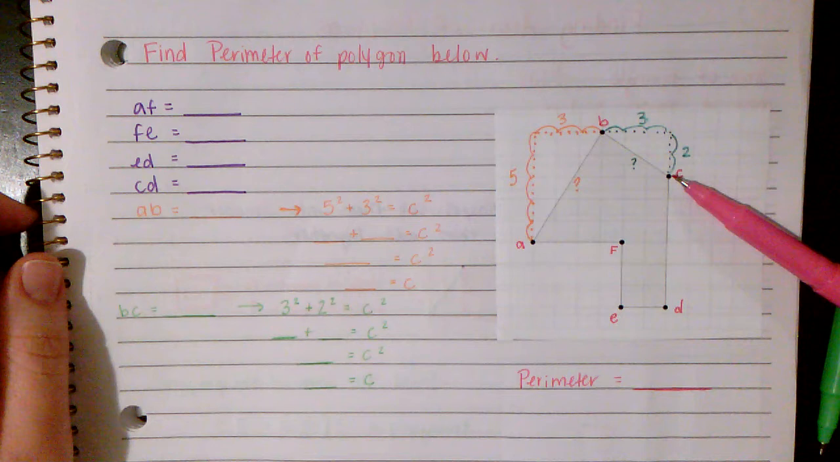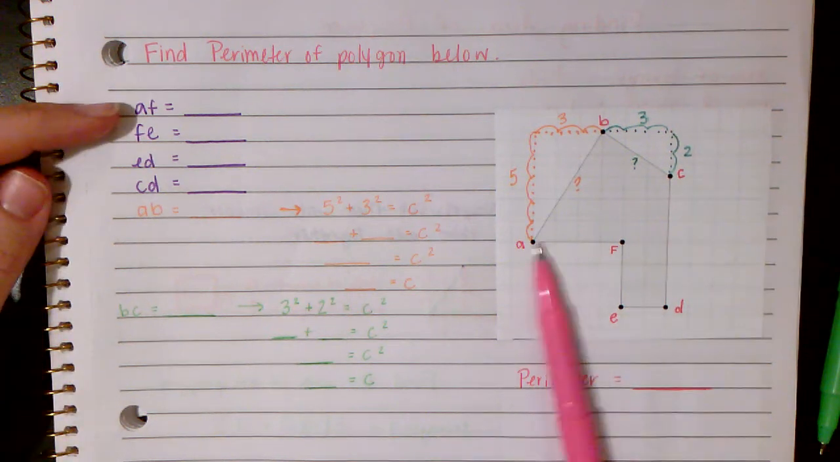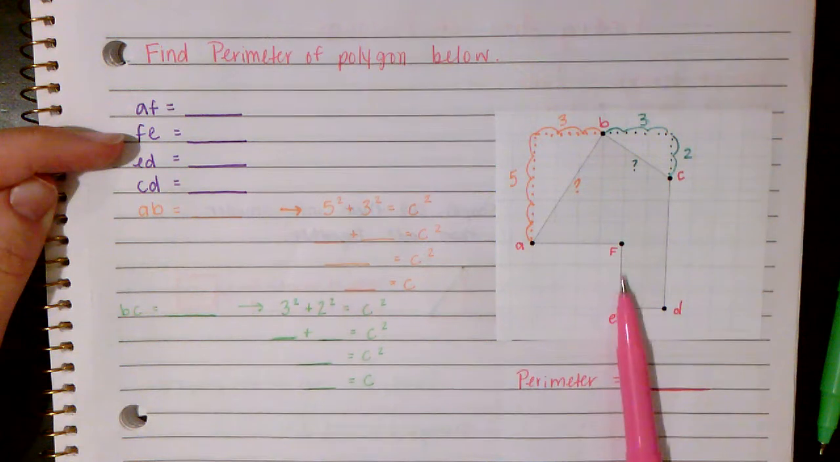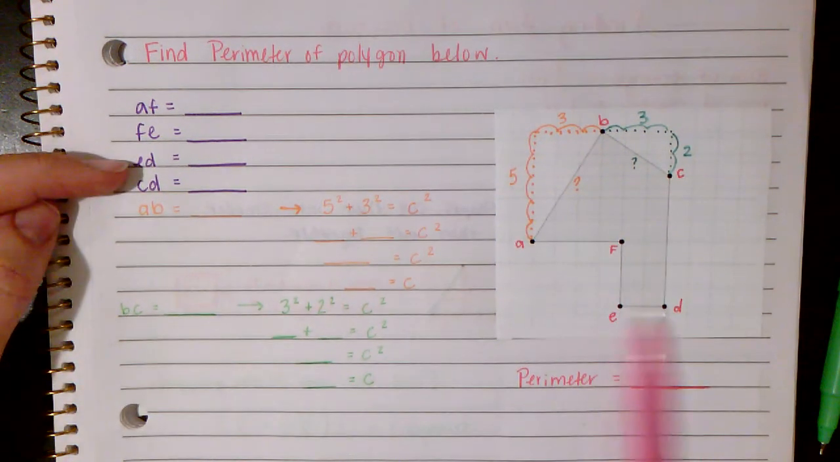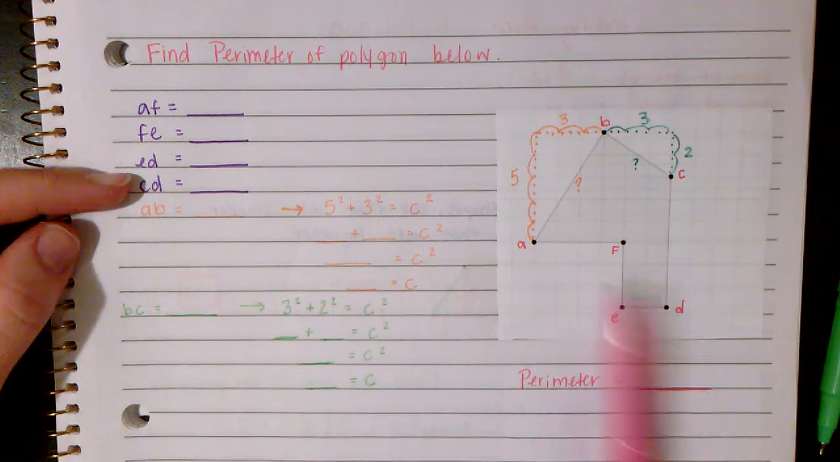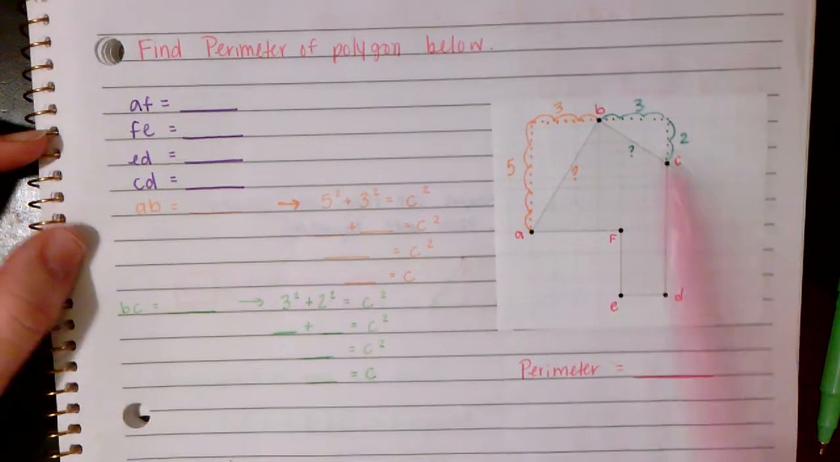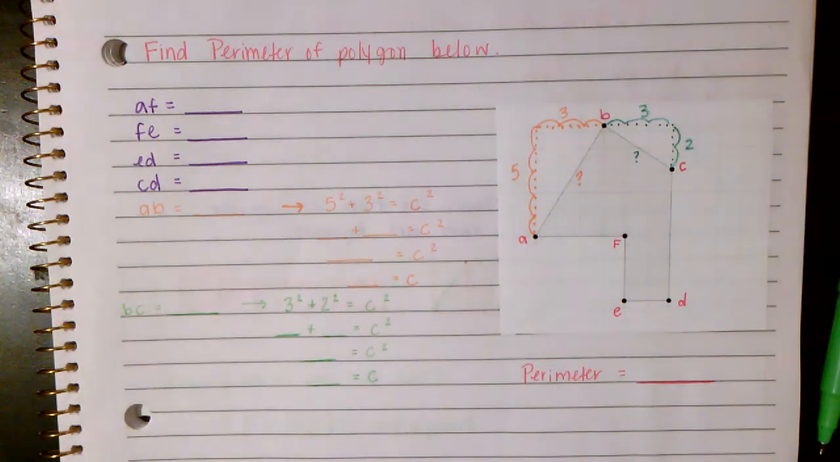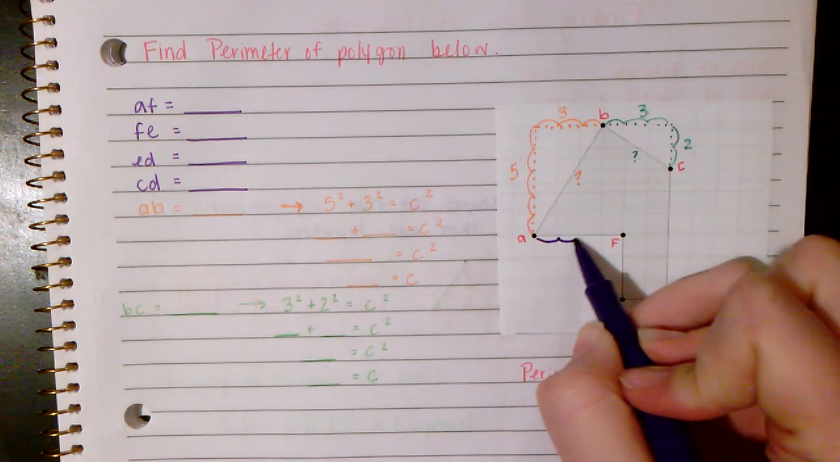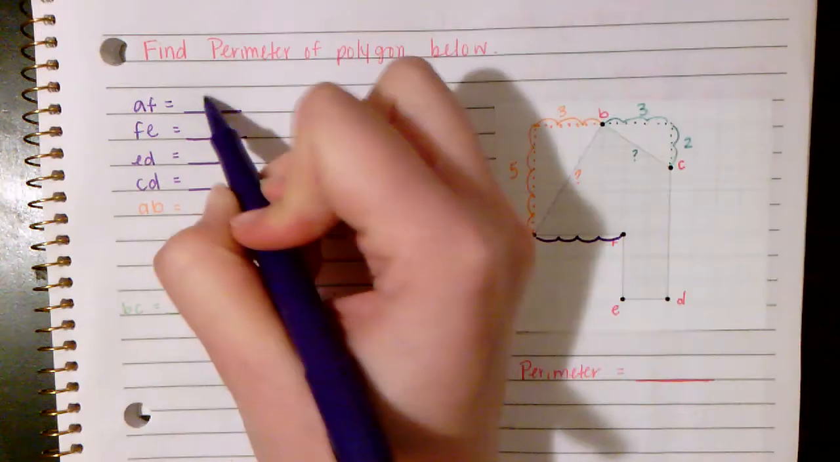And I didn't start with BC, but I did see that AF is a straight horizontal line. FE is a straight vertical line. ED is a straight horizontal line. And CD is also a straight vertical line. So these four, we can just count those. Those are super simple to figure out how long they are. So AF is 1, 2, 3, 4 units long.